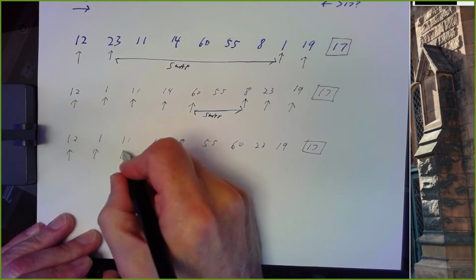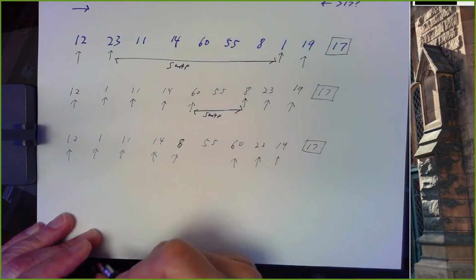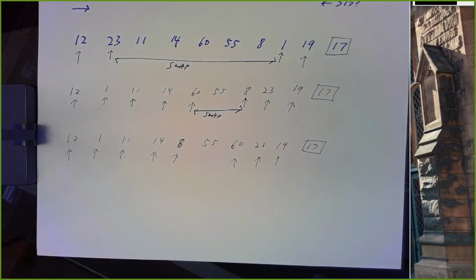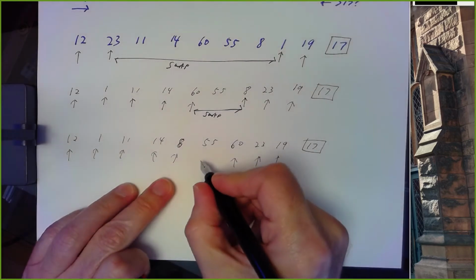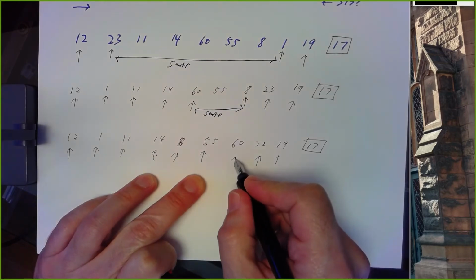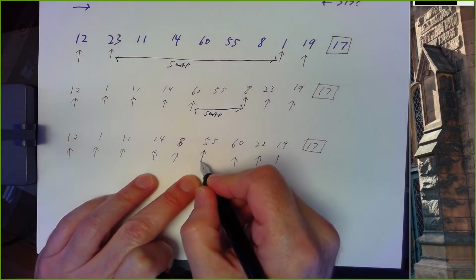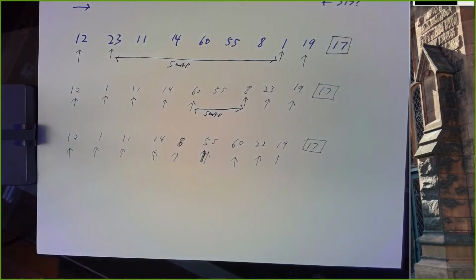And we've processed all of these, and we go back to the beginning again. So we had finished doing the 8, let's look at the 55. The 55 is on the wrong side. And over here we had done the 60, so we're going to move in one spot. And our two pointers collide at this point. So that's the end of our pass.